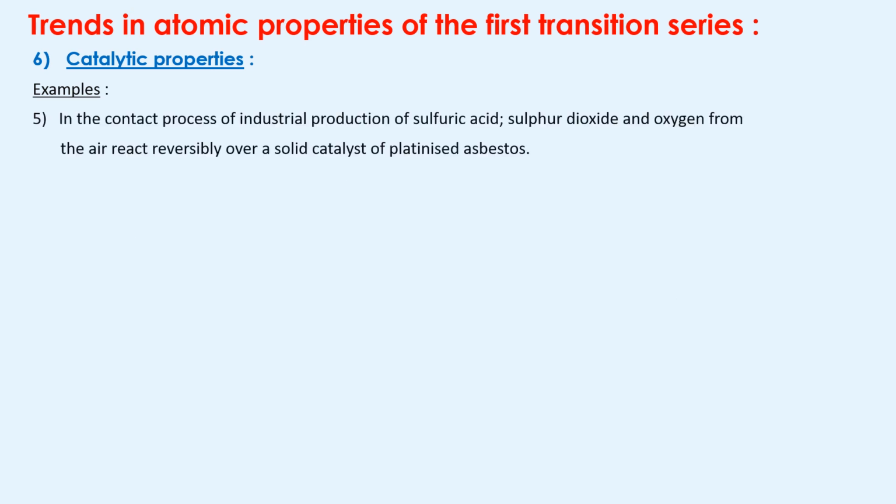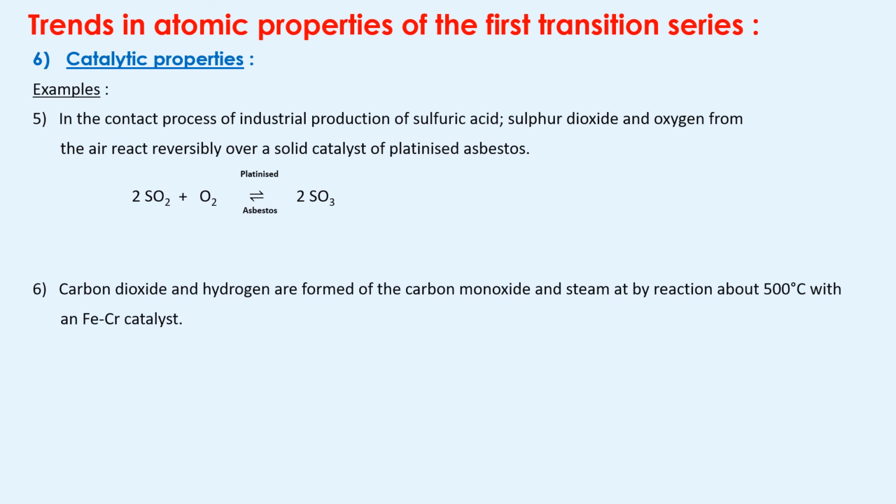Now the next example is the contact process, that is, in production of sulfuric acid, where sulfur dioxide gets converted into sulfur trioxide with the help of a catalyst, platinized asbestos. Next, carbon dioxide and hydrogen are formed by reaction of carbon monoxide and steam at about 500 degrees Celsius with iron-chromium as a catalyst. In this example, we produce hydrogen from water gas. This is nothing but the Bosch process for production of hydrogen gas.